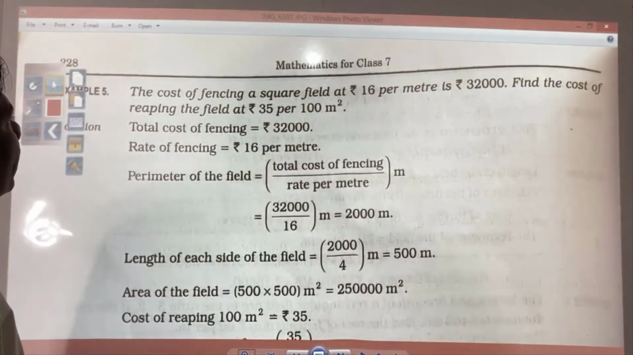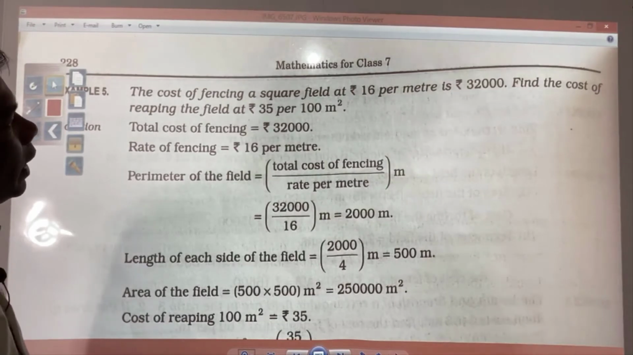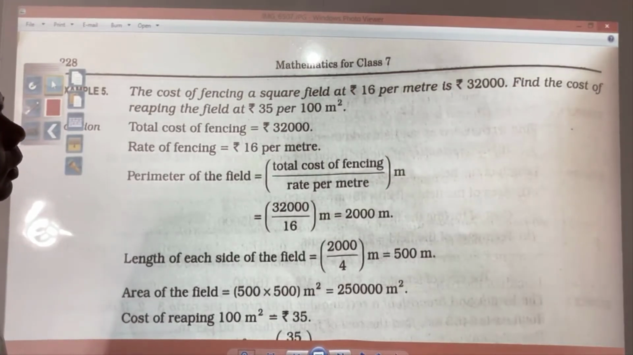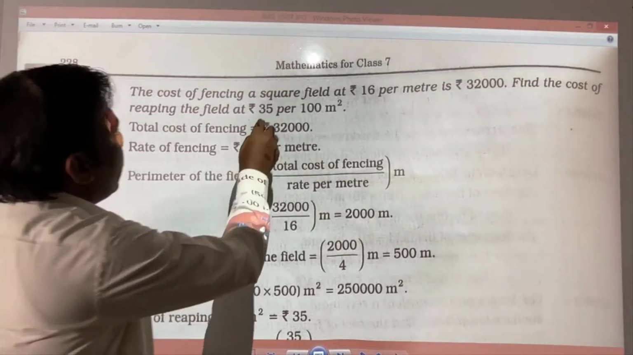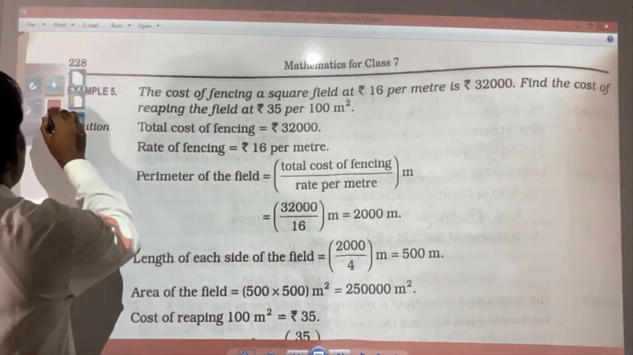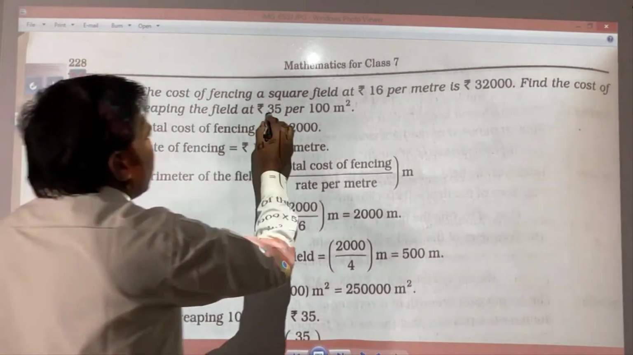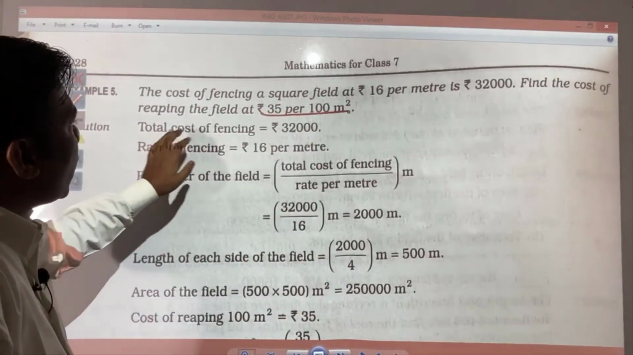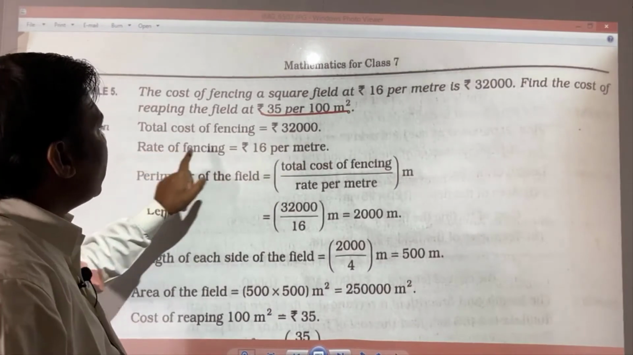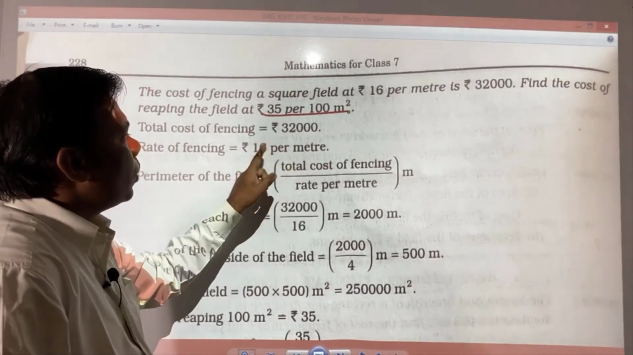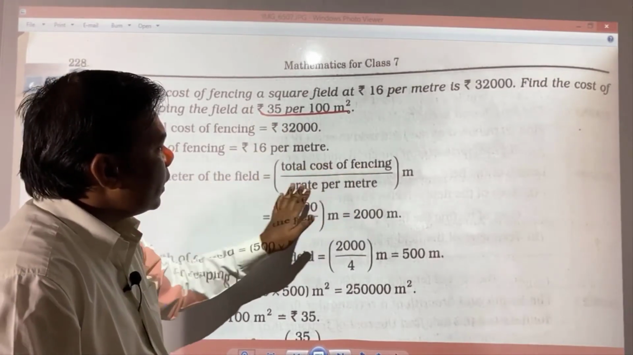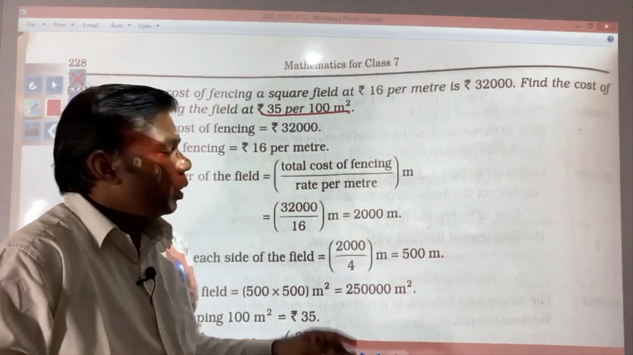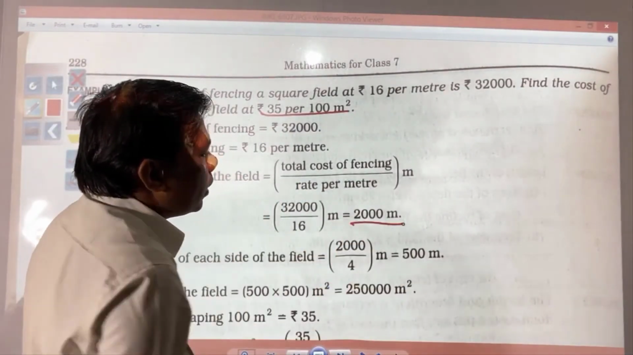Then we have the cost of fencing a square field at rupees 16 per meter is 32,000. Find the cost of reaping the field at 35 per 100 meters square. Here 100 meters square has been given, not per meter square, so this you have to keep in mind. Total cost of fencing is 32,000 and rate of fencing is 16 rupees per meter. So how will you find out? Total cost of fencing divided by rate per meter. So you have got 2000 meters.